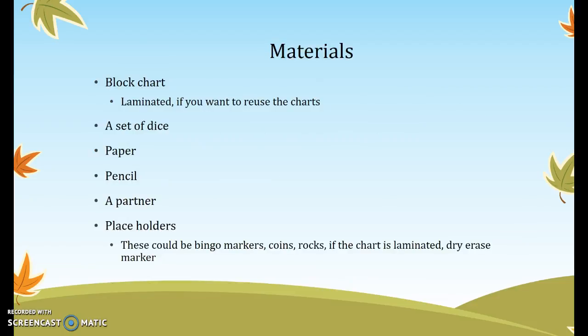Materials needed would be a block chart. You can laminate them if you would like, that way you can reuse them later. A set of dice, paper, pencil, a partner, and placeholders. These could be bingo markers, coins, rocks. If your paper is laminated, you could use dry erase marker. That way you can just erase it as you go.